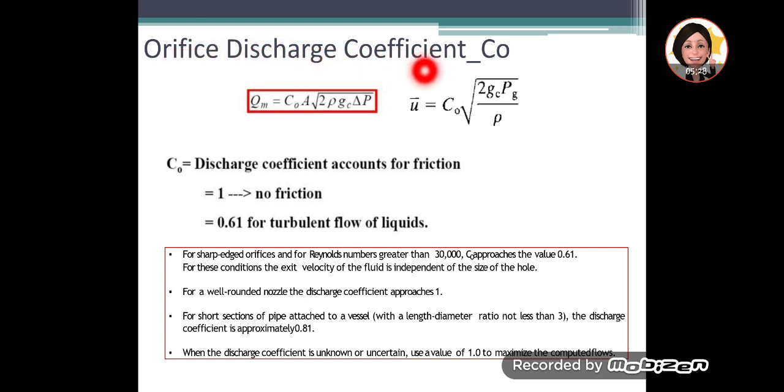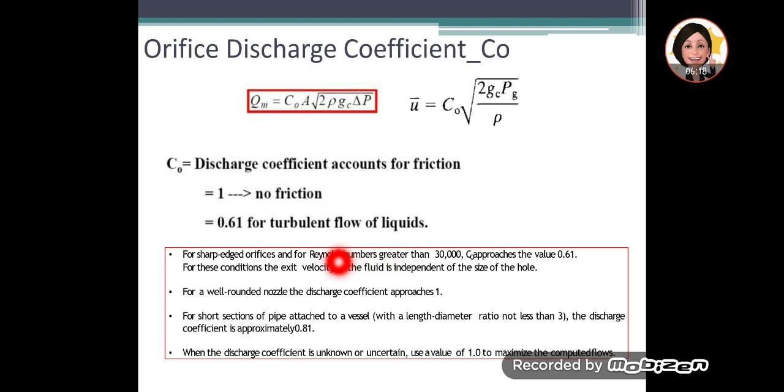So this is a discharge coefficient that accounts for the friction effect. If you don't know the friction, you don't know the C naught, so we can assume 1. That means there is no friction. One also means we account for the maximum possible impact from the leak. If we know the liquid is flowing in a turbulent flow, we can assume the C naught to be 0.61. We have a few conditions that have been outlined, and the relevant C naught is presented.